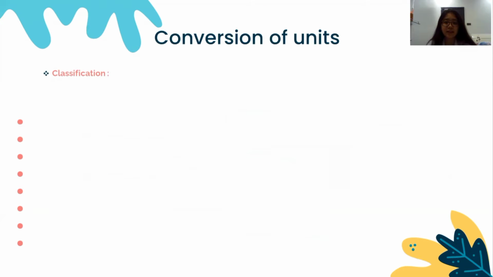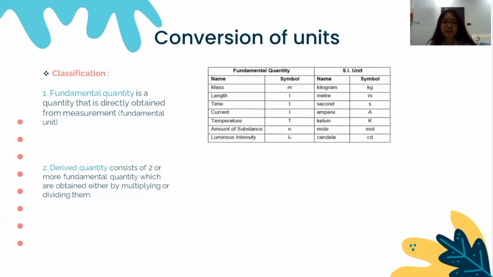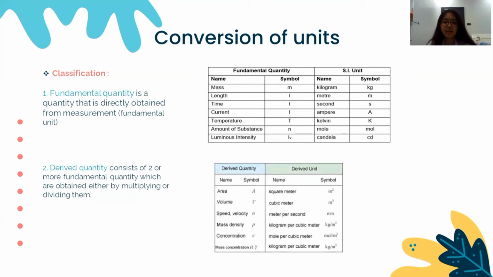Next, we have classification. Classification is divided into two. The first one is fundamental quantity. It's a quantity that is directly obtained from measurement, or fundamental unit. Next, we have derived quantity, which consists of 2 or more fundamental quantities, which are obtained either by multiplying or dividing them. Here are the tables of fundamental quantity and derived quantity.